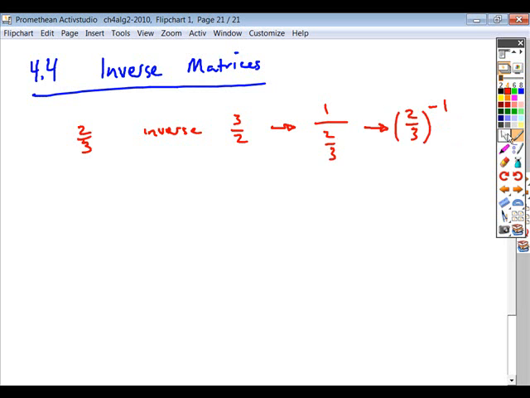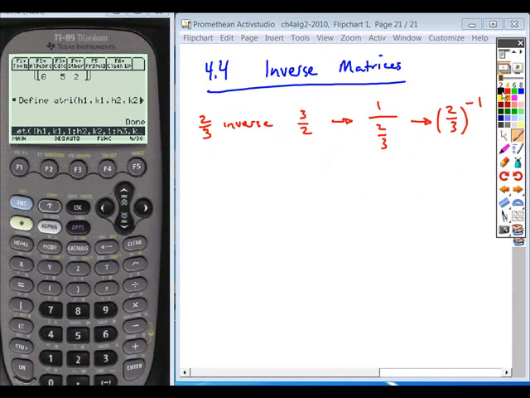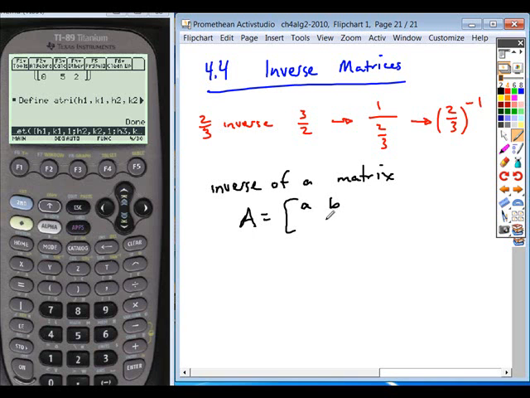We're going to use this concept here to find the inverse for matrices. Okay? And so we're looking at the inverse of a matrix. If I had a matrix A that's represented by just a 2x2 set of cells that we've looked at before, the inverse is going to be represented with that power of -1.